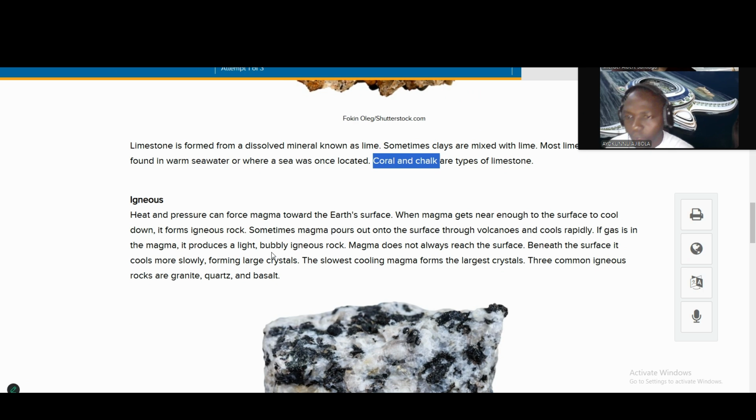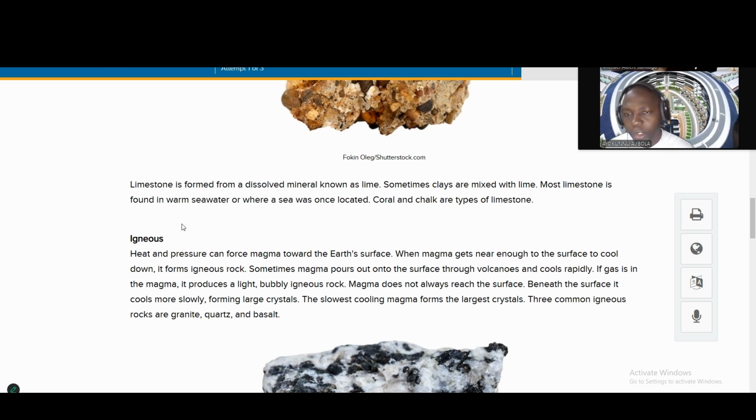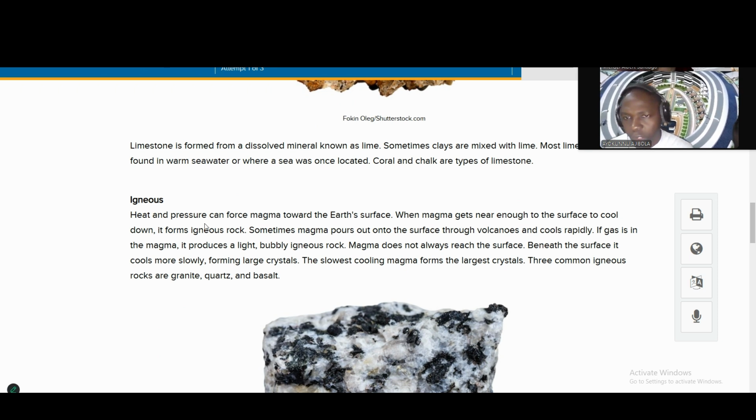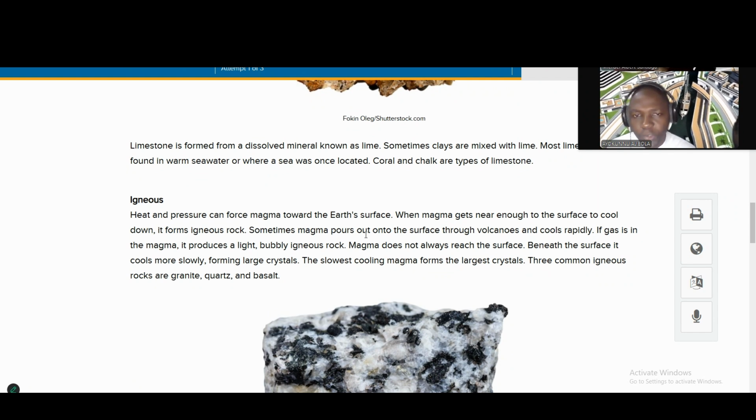Igneous. You remember what you read about igneous, about heat or something. So heat and pressure can form magma towards the Earth's surface. When magma gets near enough to the surface to cool down, it forms igneous rock. Sometimes magma pours out onto the surface through volcanoes and cools rapidly.